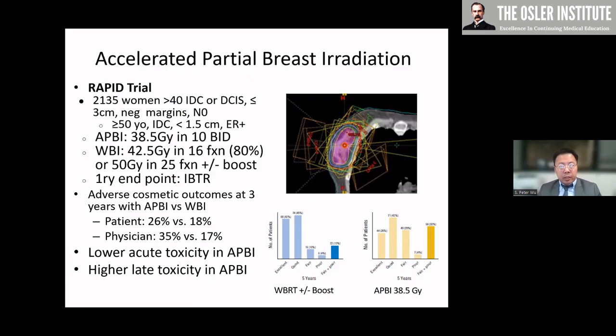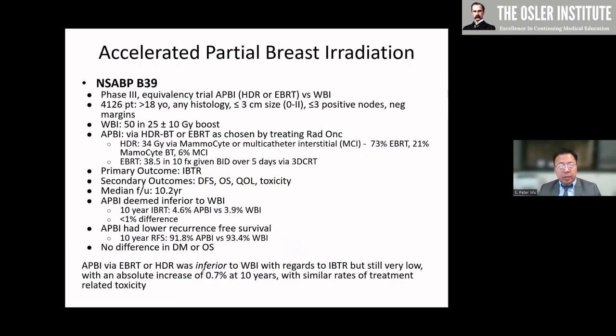And again, there is still lower toxicity acutely in APBI, but they found a higher late toxicity in APBI, and this cautioned people from using APBI, probably for the wrong reasons. But I think the caution should not be the technique itself, but rather the dosing. Perhaps this is too high of a dose to be done.